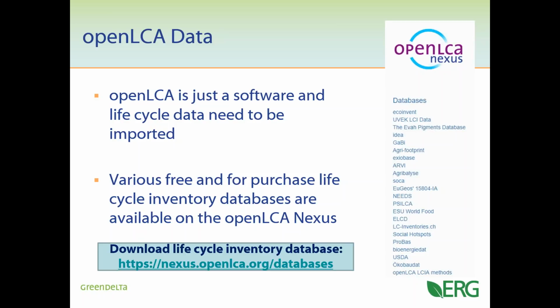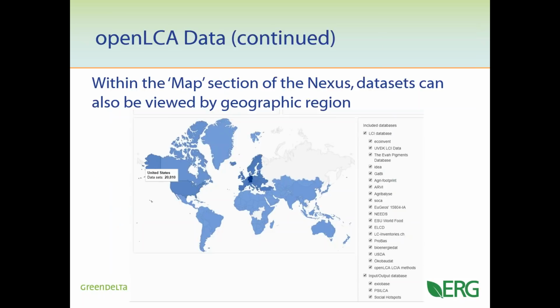After selecting your database, the Nexus will let you know what versions of openLCA data has been created for. It will then download a Zolka file, which can be directly uploaded to openLCA as a database. Ben will demonstrate this later. You can explore other features of the Nexus. For example, within the map section of the Nexus, datasets can also be viewed by geographic region.